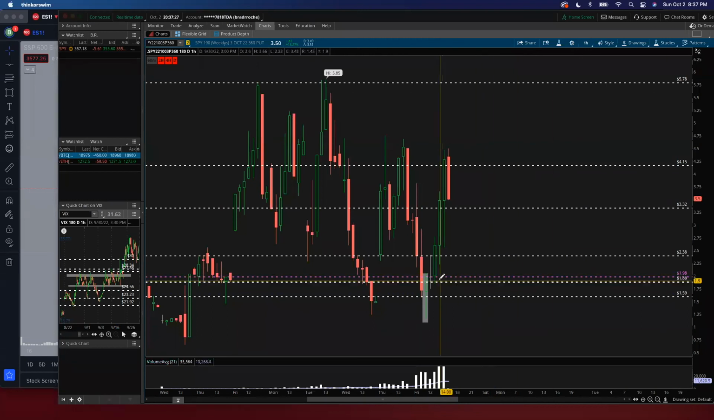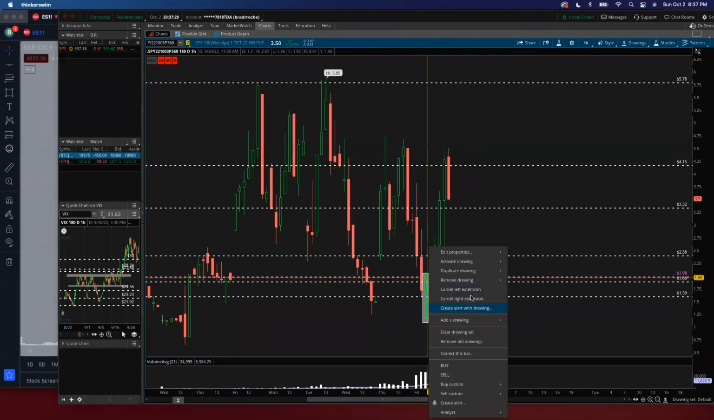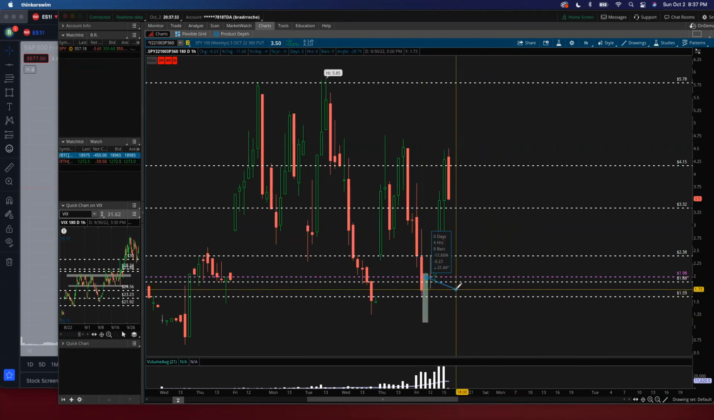Like here, I'm risking, say I put my stop down here, right here, 19%. And then boom, I have the potential to make 70. So it's 3-1 on the first profit target, and it's 5-1 on the second profit target.